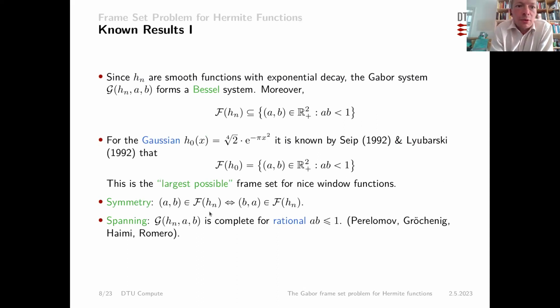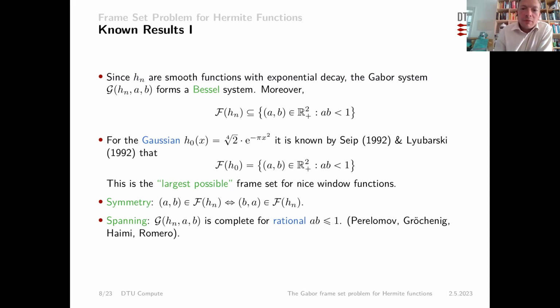Known results, right? Since these are very nice window functions, these Hermite functions are smooth and have exponential decay, and so they certainly form Bessel systems. And moreover, since they are nice enough, you know that the frame set sits under the hyperbola AB equal to 1. For the Gaussian, it's actually known that the frame set is exactly equal to that set. So every point A and B for which the product of A and B is smaller than 1 is exactly the frame set. And this is the largest possible frame set for nice enough windows.